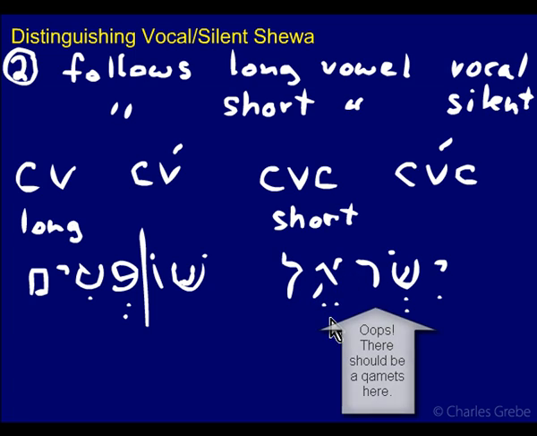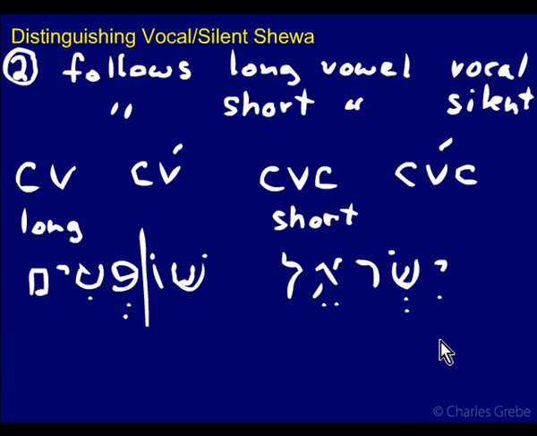Now you should recognize this word if you take time to pronounce it. Spell it out. Yisrael, Israel, Yisrael. And let's apply our rule. Here's our Shewa. It follows a vowel. Which vowel does it follow? Is it long or short? It's a hiriq, which is a short vowel. And if it's short, the Shewa will be silent. So, the Shewa is silent.